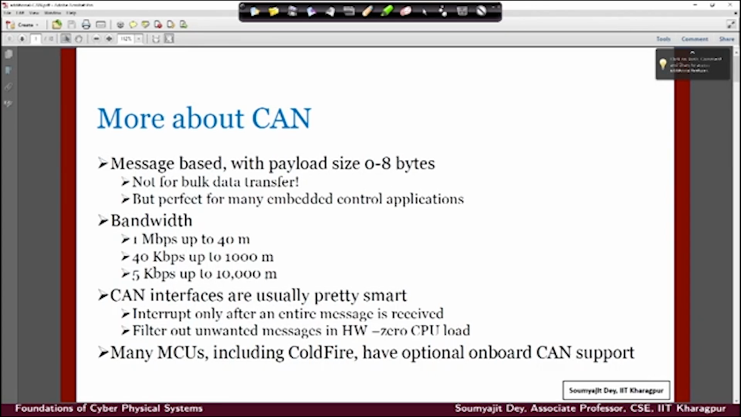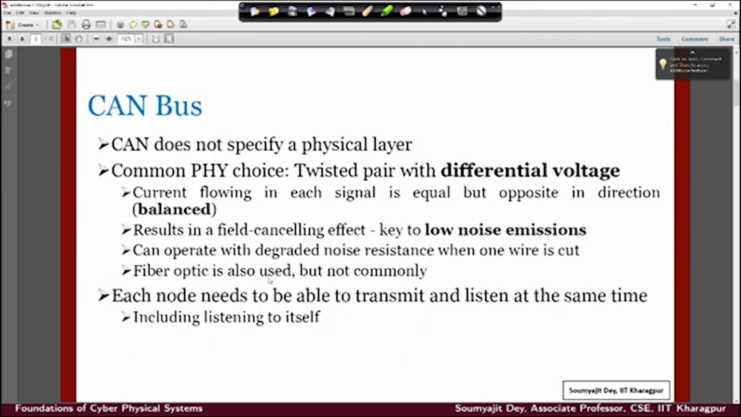The CPU is interrupted only after an entire message has been received, and the controller can also filter out unwanted messages, so that they do not go to the CPU. Nowadays, many microcontroller units available in the market actually have onboard support for CAN. That means they have the CAN controller, and you can just connect the CAN wires to them. So that possibility also is there.